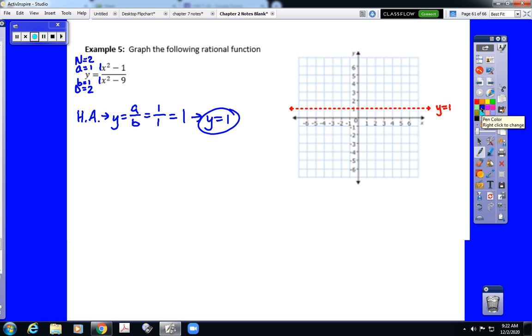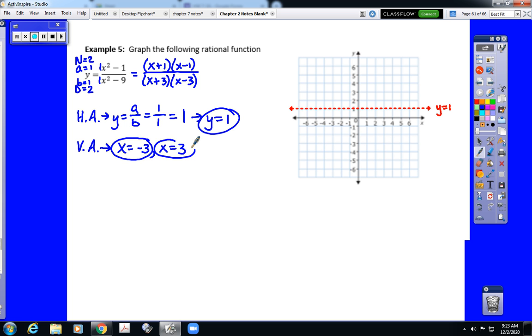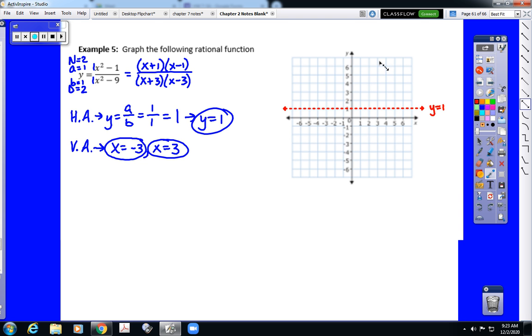Vertical asymptotes we need to factor. So we have x plus 1, x minus 1, and x plus 3, x minus 3. So for vertical asymptotes, we have x equals -3 and x equals +3. Both of those would cause division by 0, so both of those are vertical asymptotes. So we have one at +3 and one at -3.